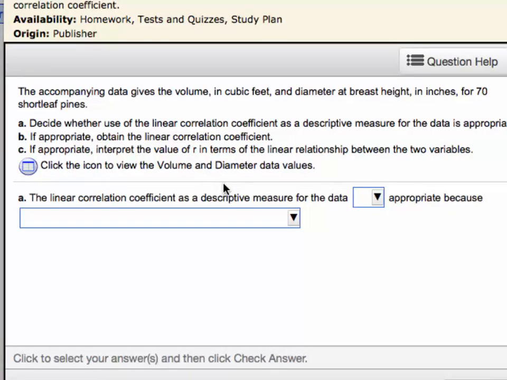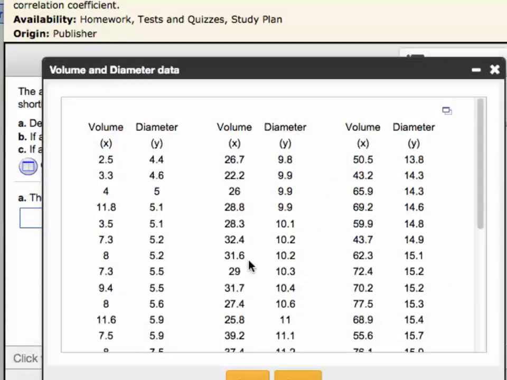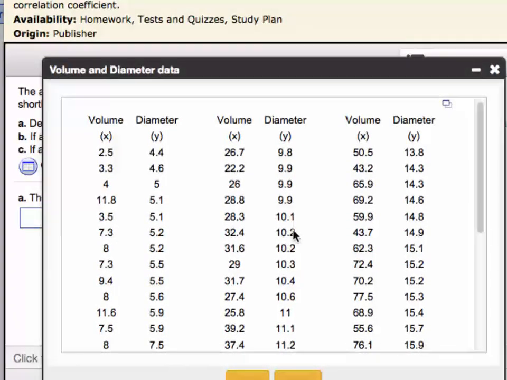Volume in cubic feet and diameter at breast height in inches for 70 short leaf pines. Okay? Two variables, right? So volume in cubic feet, diameter for 70, so a big data set. Decide whether to use a linear correlation coefficient as descriptive. So how are we going to do that? We're going to get the data and go to StatCrunch. So lots of trees here, and they're basically looking at volume and diameter of the tree, seeing if those are correlated.